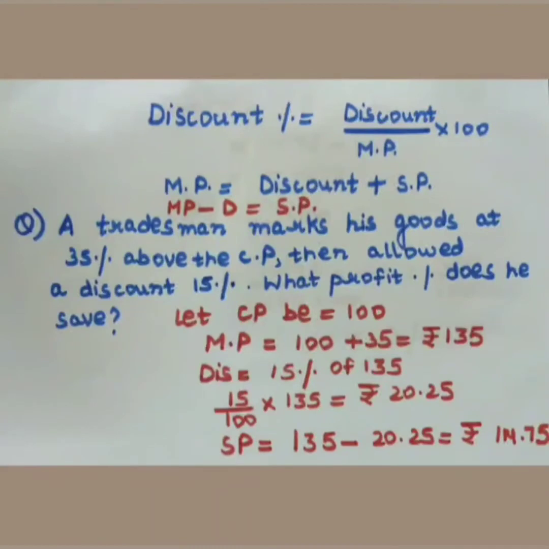Discount percent formula. When we have to calculate the discount as a percentage, discount is always calculated on the marked price, that is the listed price. Discount percentage is equal to discount upon market price, that is the marked price, into 100. Now how will we calculate selling price when market price and the discount are given to us? Market price minus discount gives you the selling price.